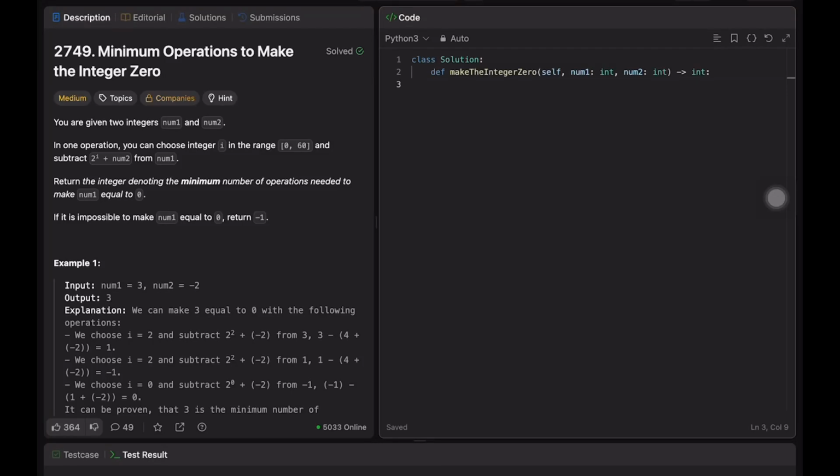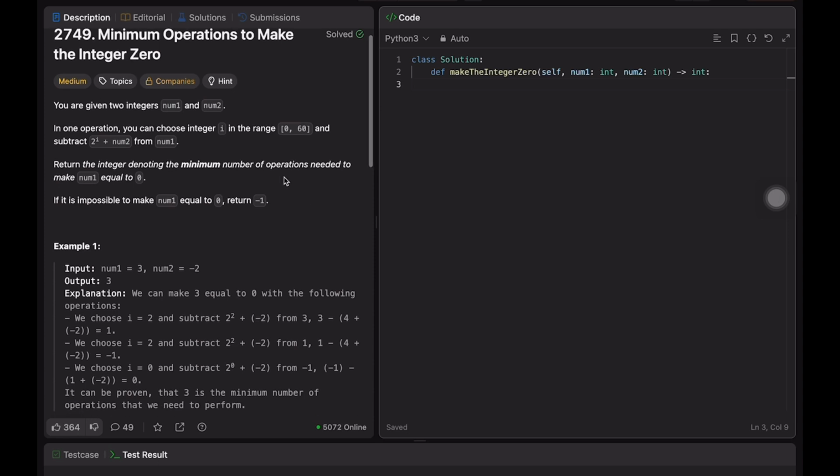Today we are going to solve the September 5 LeetCode challenge, which is minimum operations to make integer 0. You will be given two integers num1 and num2. In one operation we can choose an integer i in the range 0 to 60, and subtract 2 power i plus num2 from num1. We have to return the integer denoting the minimum number of operations needed to make num1 equal to 0.